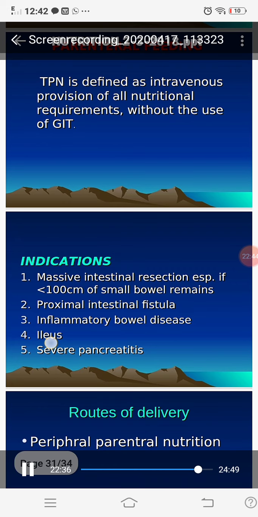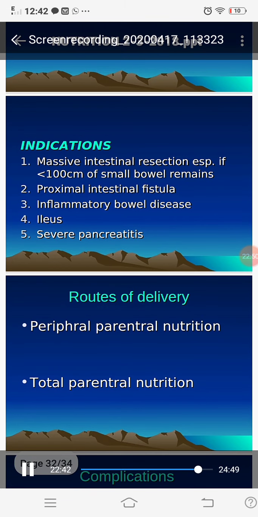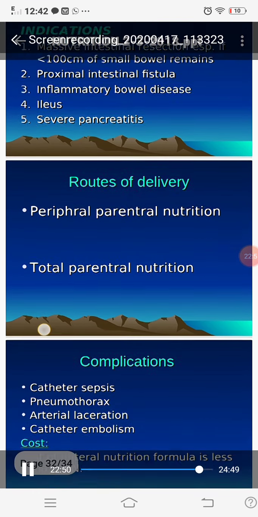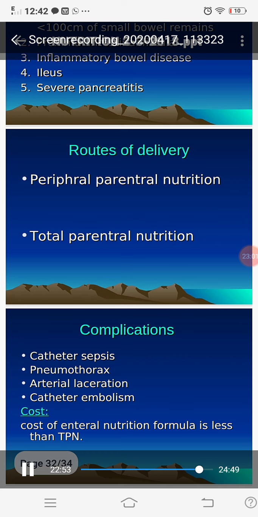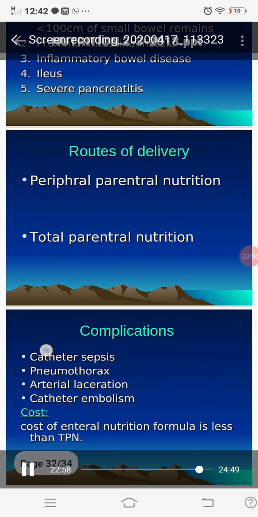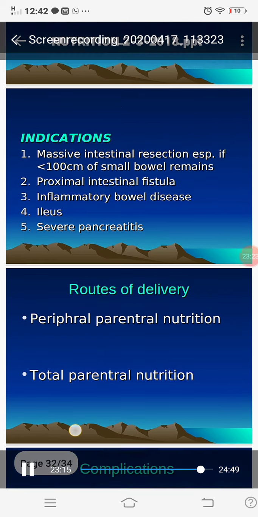Parenteral feeding. TPN is defined as intravenous provision of all nutritional requirements without the use of GIT. Indication of parenteral nutrition: massive intestinal resection, especially if it is less than 100 centimeters small bowel, proximal fistulas, inflammatory bowel disease, ileus, severe pancreatitis. The routes of delivery are peripheral parenteral nutrition and the total parenteral nutrition, as it has been already discussed. Complications are catheter sepsis, pneumothorax, arterial laceration, catheter embolization. Cost of enteral nutrition formula is less than total parenteral nutrition formula.